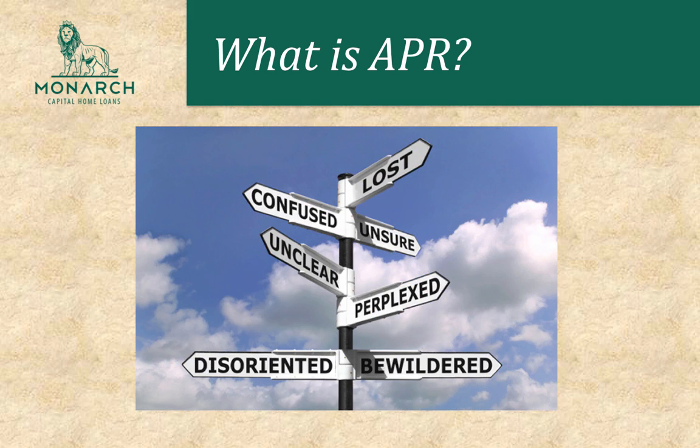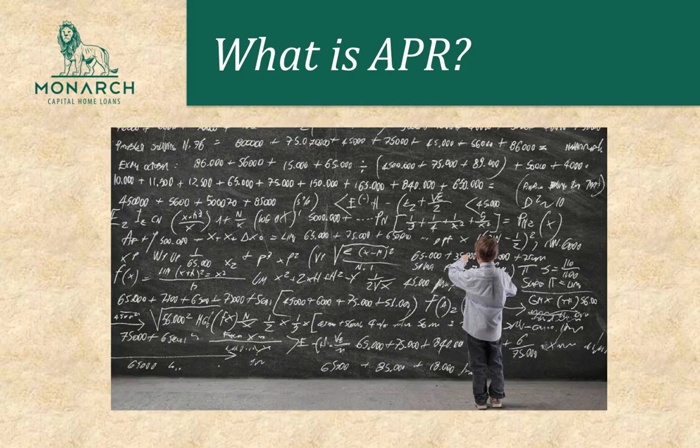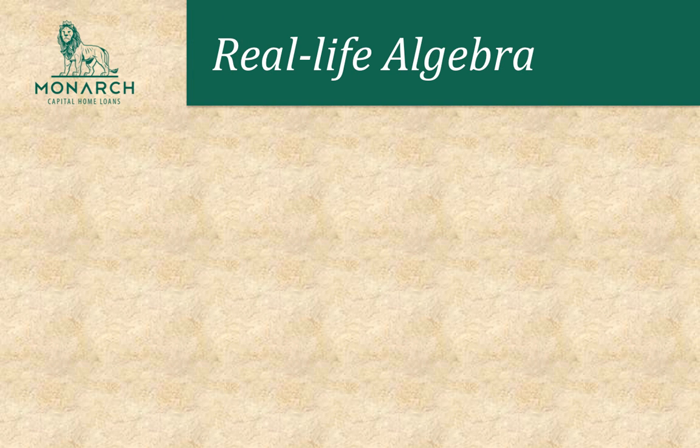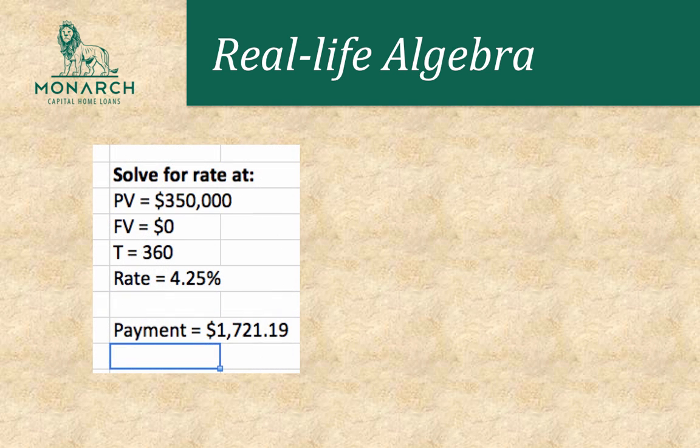What is it? It's an issue that causes a lot of confusion among consumers. It's hard to explain. One of the reasons I think it's a little hard to explain is because it involves math. Specifically, it involves some real-life algebra. And I'm going to do my best here to walk through this. Forgive me ahead of time if it's not the most clear, but we're going to do our best.